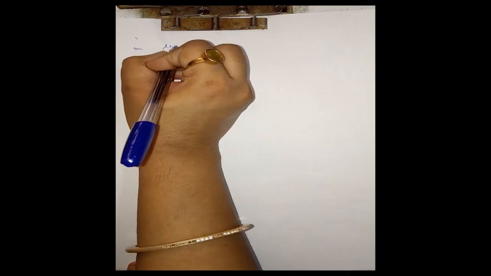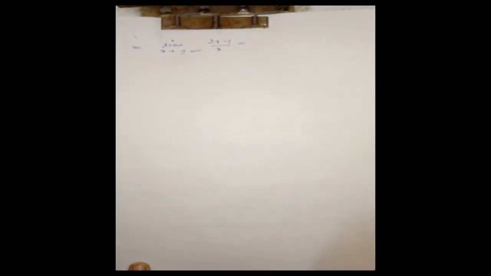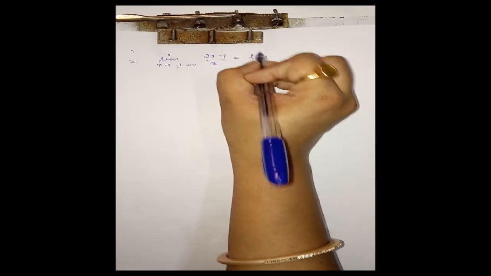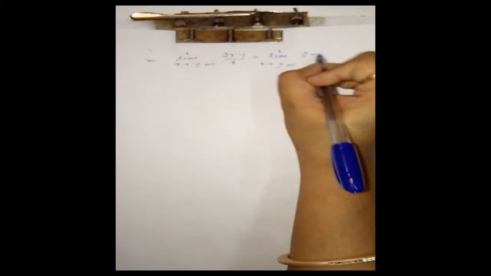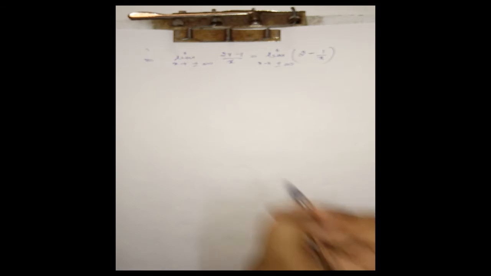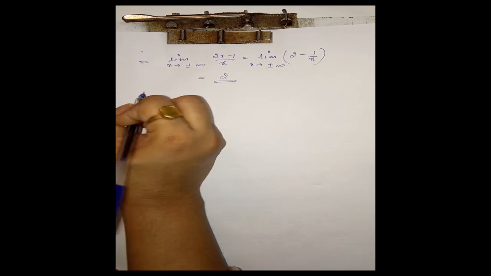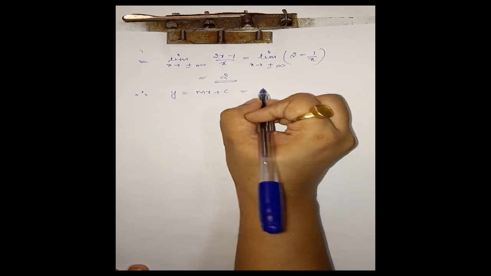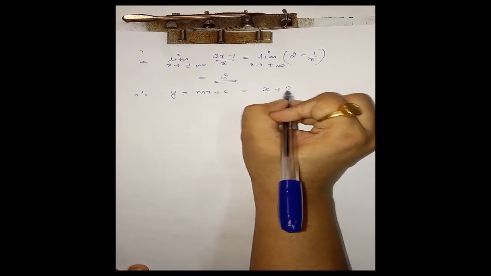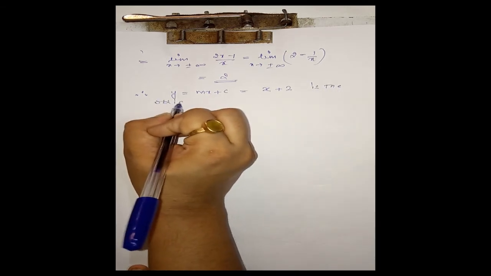this is equal to limit x tending to plus minus infinity (2x minus 1) by x, which can further be written as limit x tending to plus minus infinity, dividing by x, 2 minus 1 by x. On taking the limit x tending to plus minus infinity, this is 2. Okay, therefore the asymptote is given by y is equal to mx plus c, substituting m to be 1 and c to be 2, y is equal to x plus 2 is the oblique asymptote. Okay, clear?